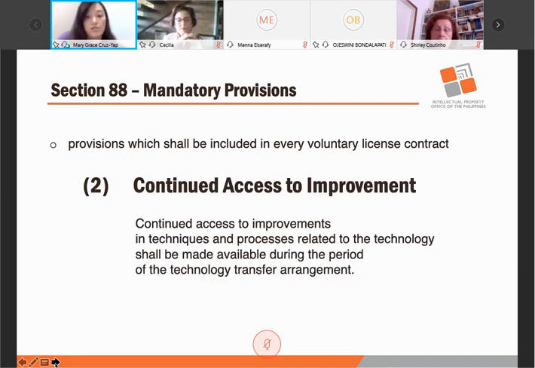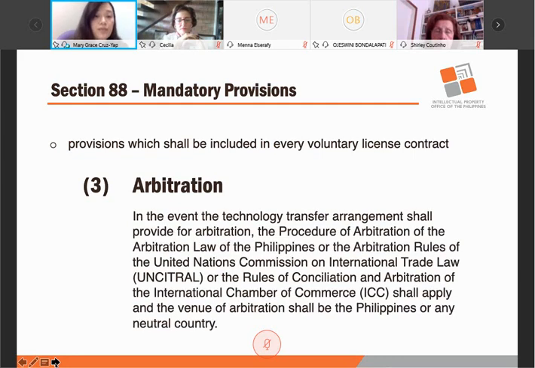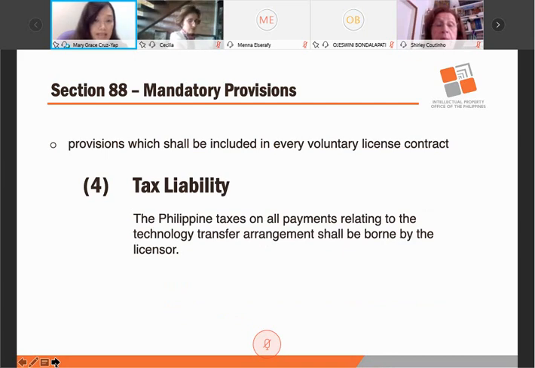Section 88.2: there has to be a stipulation for continued access to improvement during the life of the tech transfer arrangement. In case of arbitration, these are the arbitration rules that are permitted, and the venue of arbitration shall be the Philippines or any neutral country. Tax liability: you have to remember that all Philippine taxes on all payments relating to tech transfer arrangements shall be borne by the licensor. If any tax liability is passed on to the licensee, that will be flagged.